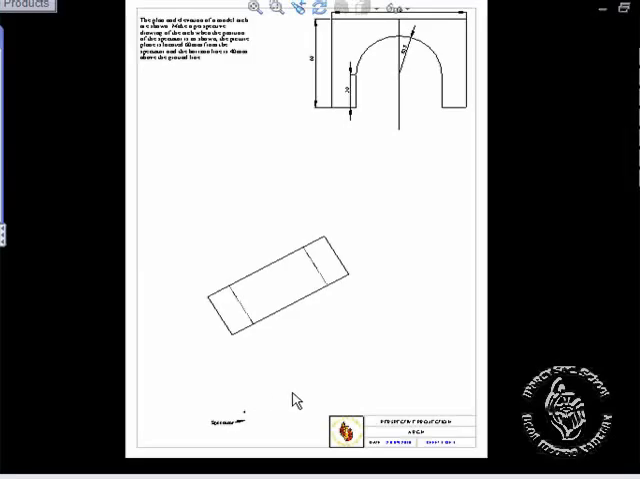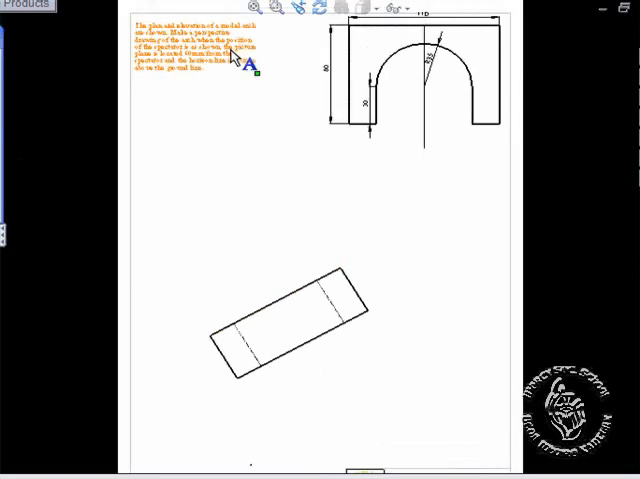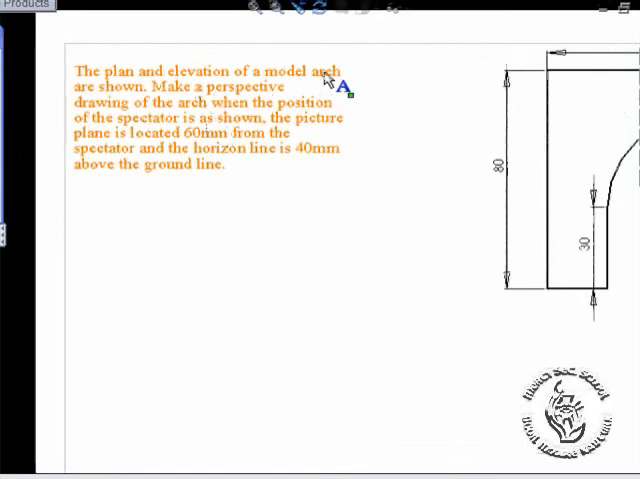Now, the next lesson is on how to draw the perspective of curves. So, just take a look at the question. The plan and elevation of a model arch is shown. Make a perspective drawing of the arch when the position of the spectator is shown.